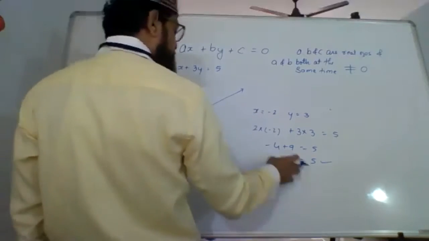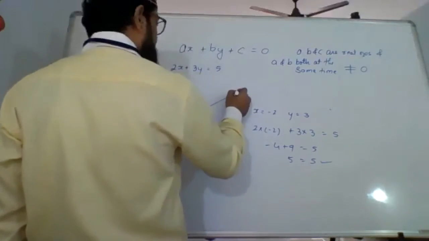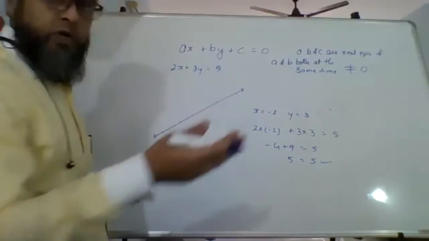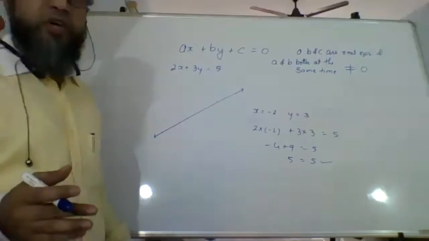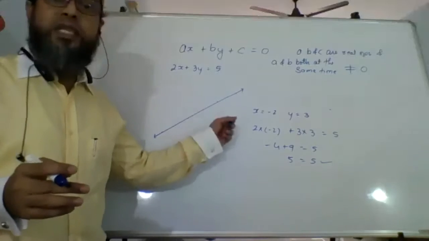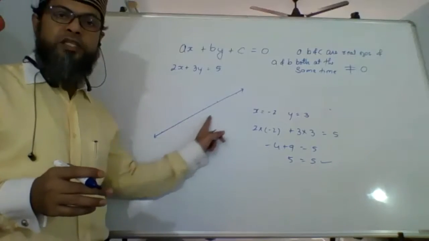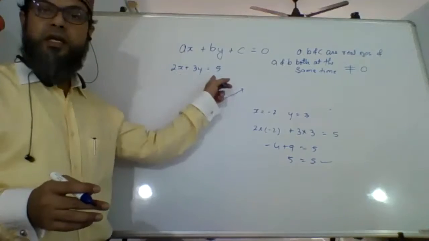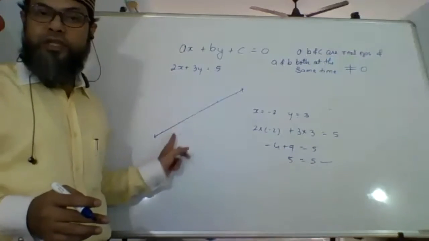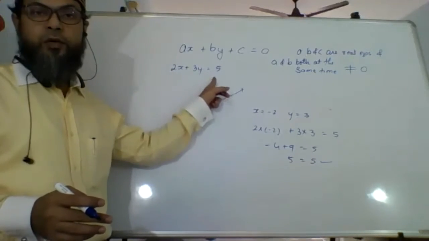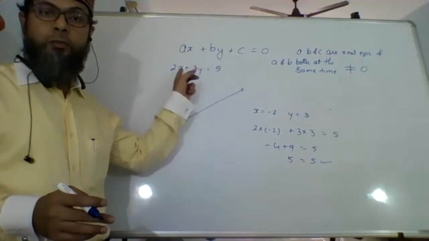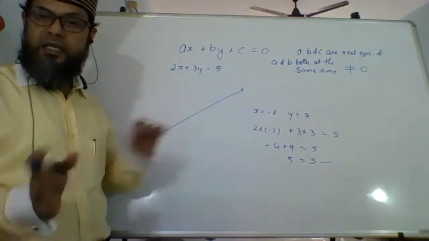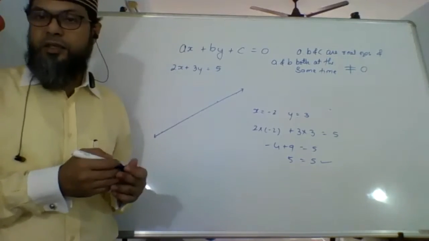So all these points which fulfill this equation will lie on this line, or the other way around, all the points on this line will fulfill this equation. The values which fulfill this equation are points on this line. Is that clear? The relation?